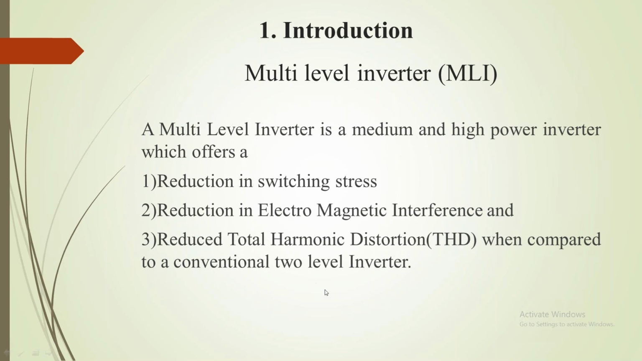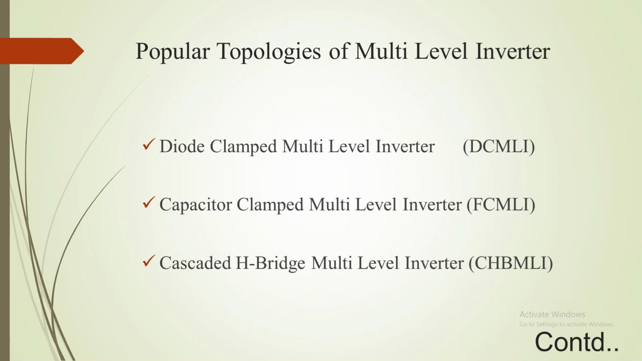Now let's look at the popular topologies of multi-level inverters. What are the popular topologies? We all know the classical topologies. There are three classical topologies: diode clamp multi-level inverter, flying capacitor multi-level inverter, sorry, I think the label is capacitor clamp or flying capacitor clamped multi-level inverter. Next is cascaded H-bridge multi-level inverter. These are the three popular topologies. As I've told you, keeping in view the possibilities we have discussed, these are the three possibilities.